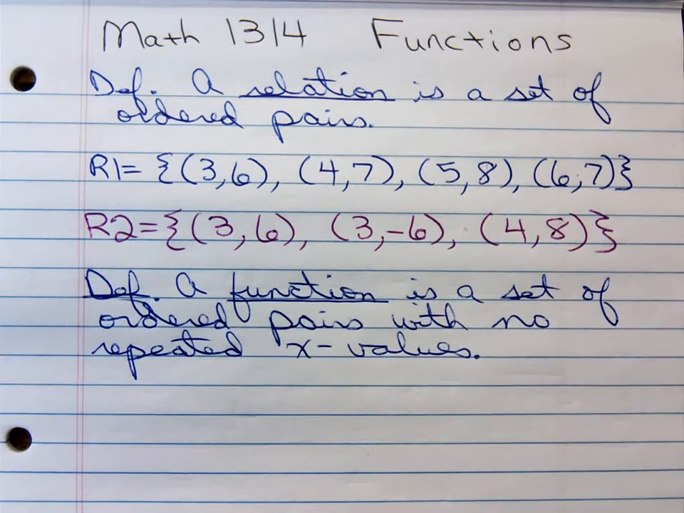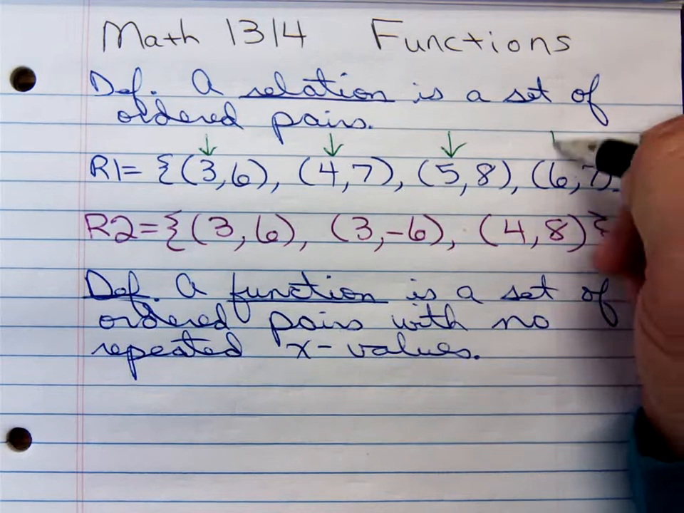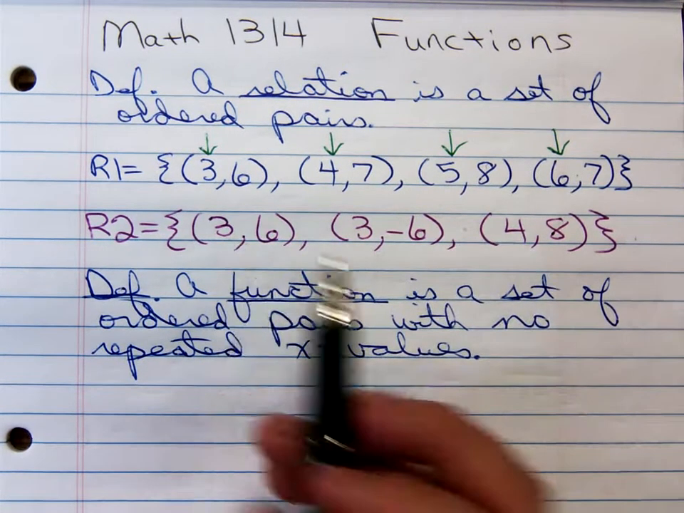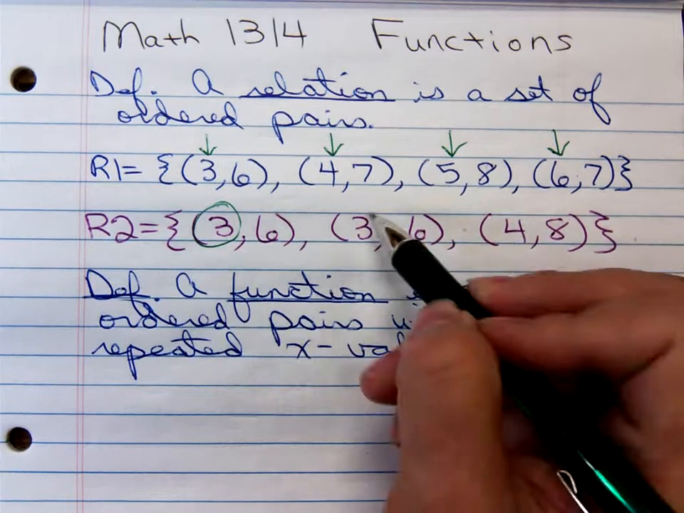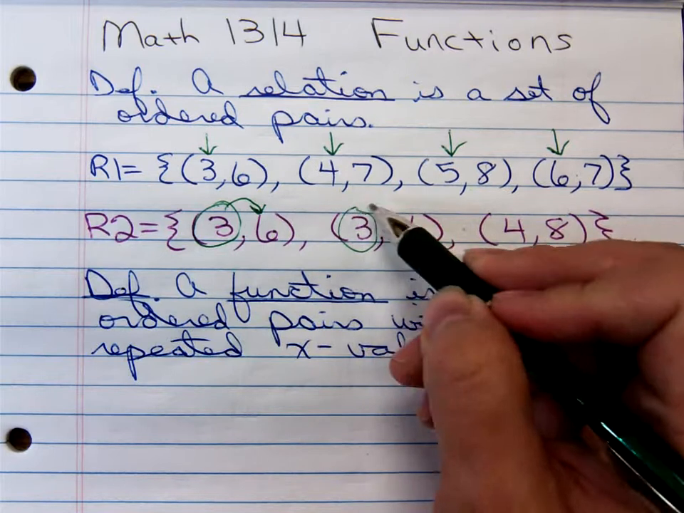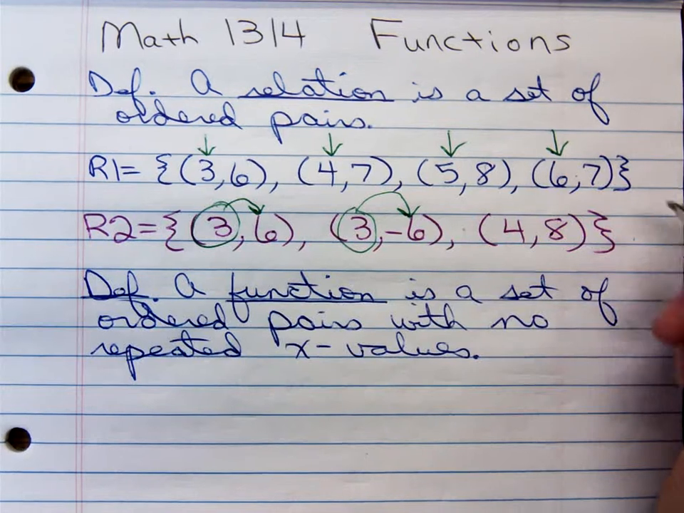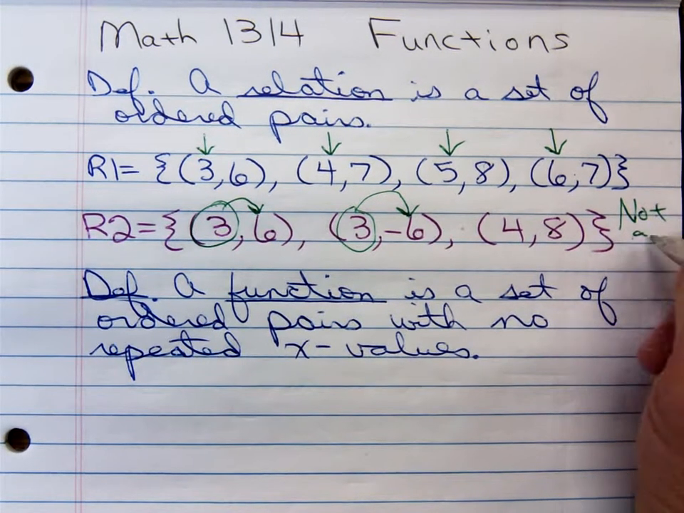If you understand what that's saying, you can answer the next question. One of the relations I wrote up there is a function. Which one is a function? R1 or R2? R1, I agree. R1 is a function. Notice every one of those x values is different. But looking at R2, we have repeated x values. We have a 3. Here 3 is assigned to positive 6. Here 3 is assigned to negative 6. So R2 is not a function.